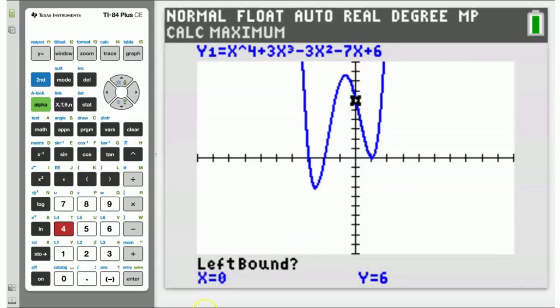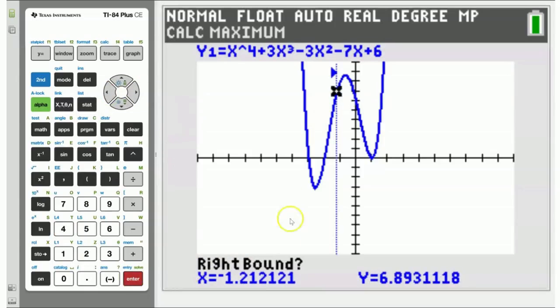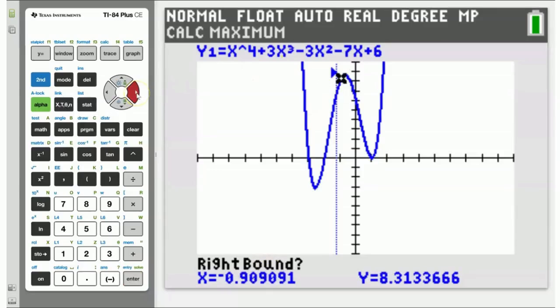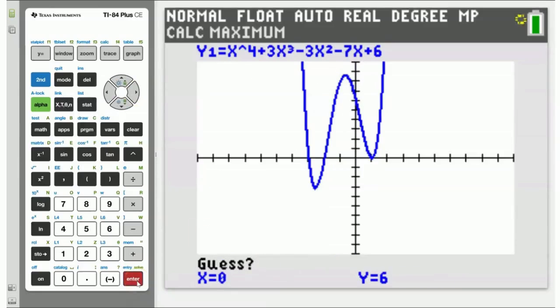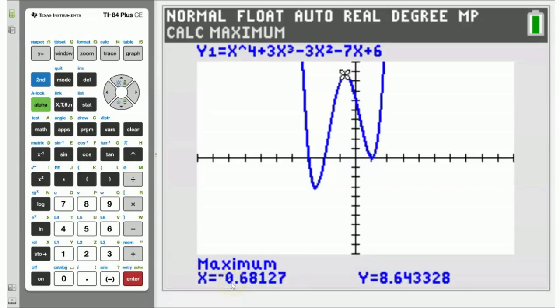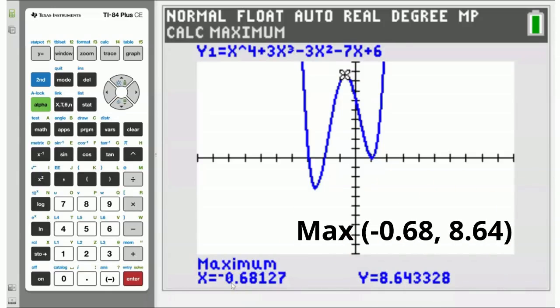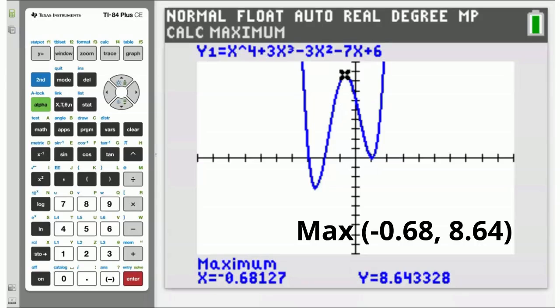We want to find this spot, but remember, first we have to get to the left of that point, the left boundary, which, that's good. Hit enter. And then we have to find the right boundary, go to the right of that point, hit enter, guess, whatever, hit enter. And there you go. So I will say that max is at negative point, let's do 68, comma 8.64.